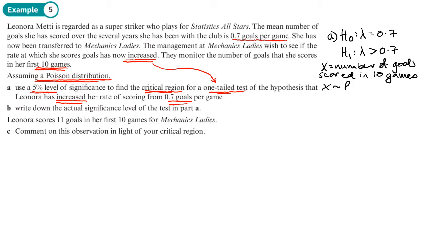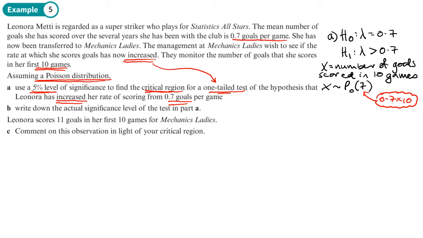Okay, in which case X is going to be a Poisson distribution with a mean of 7, because if it's 0.7 a game and we're monitoring for 10 games, we can just scale up, and we're expecting a rate of 7 goals in 10 games. And what we want to find is, okay, at which number of goals can we say there's been an increase? So you want to find that critical value. So is it 8 goals? Is it 9 goals? Is it 10 goals? How many goals can we get to at which we say, okay, there's definitely been an increase? So that's the critical value.